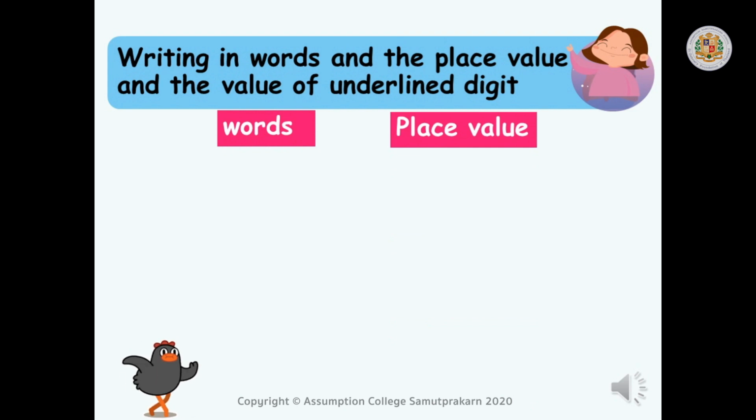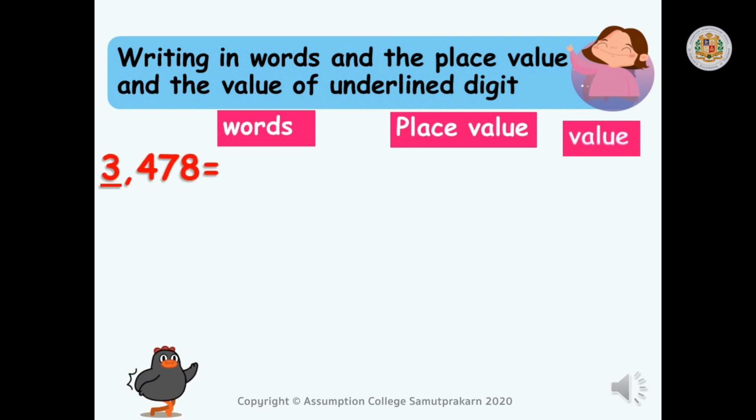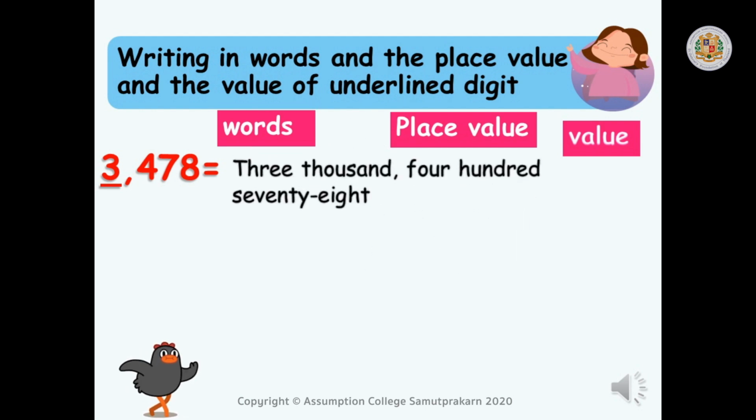Repeat after me. Words. Place value. Value. Let's start. First example. We have 3,478. Try to read this number by yourself. Very good. In words, this is 3,478.